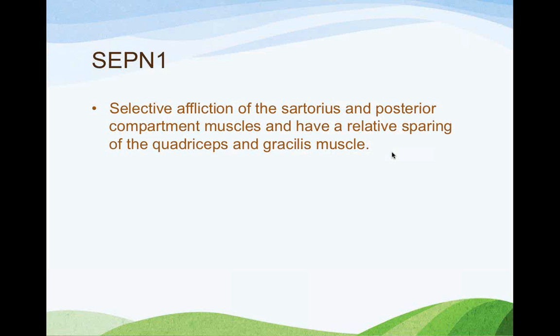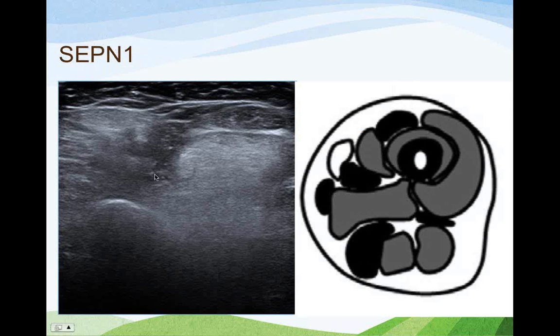SEPN1, also known as rigid spine myopathy, causes selective affliction of the sartorius and posterior compartment muscles and has a relative sparing of the quadriceps and gracilis muscle. So this is the adductor area. This is the sartorius muscle, which is typically a little bit more echo-intense than the gracilis muscle. But here it's more so than your baseline, so that's abnormal. Here you have an adductor longus that looks relatively spared, but then look at the adductor magnus, which is much more involved.